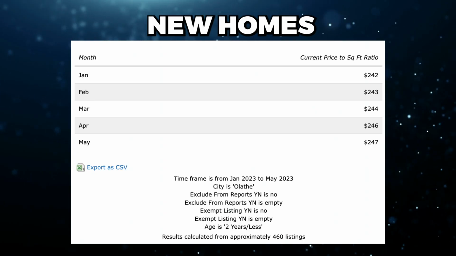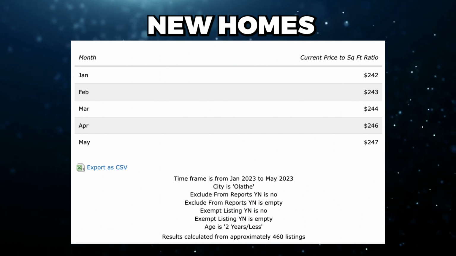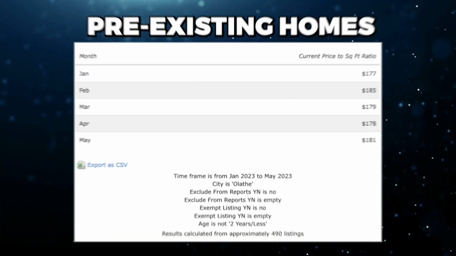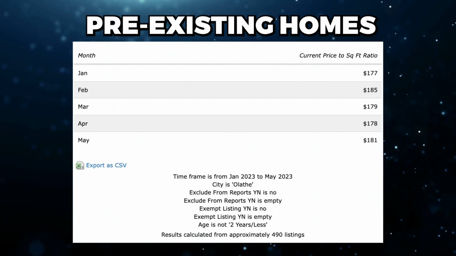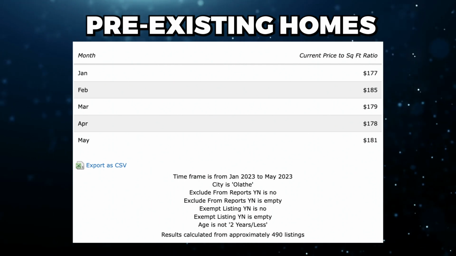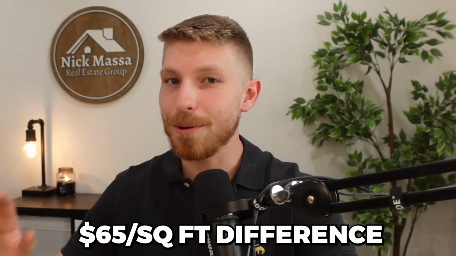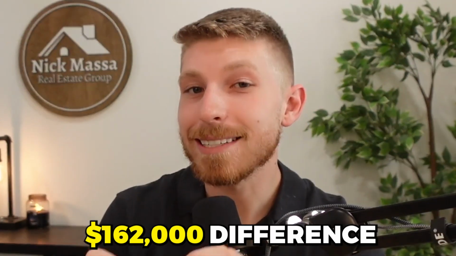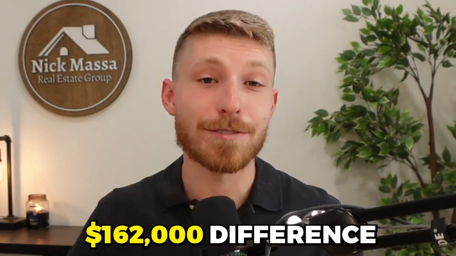First is new homes. You can see that between like $242 and $247, I think we can say it's about $245 a square foot. And then here's what it looks like for all homes that have sold this far in the year of 2023. It's hovering around $180. So that's a $65 per square foot difference between new and older homes. If we look at that difference for a 2,500 square foot home, that's a $162,000 difference. Not a small amount of change by any means.